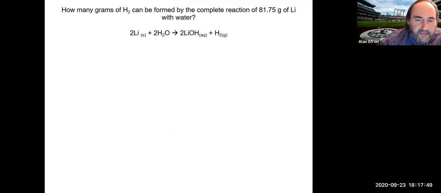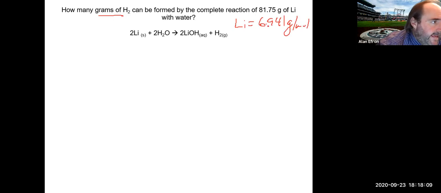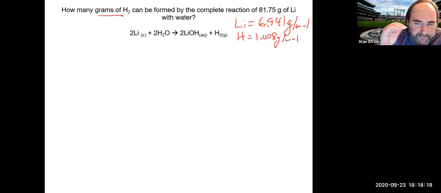Same equation. Here we are starting with 81.75 grams of lithium. And we want to know how many grams of H2 should be produced. So let me give you some numbers in case you don't have a periodic table. Lithium is 6.941 grams per mole. And hydrogen is 1.008 grams per mole. So why don't you take a couple minutes here, follow the same 4 steps, and get yourself to how many grams of H2 we would produce here. See what you come up with.